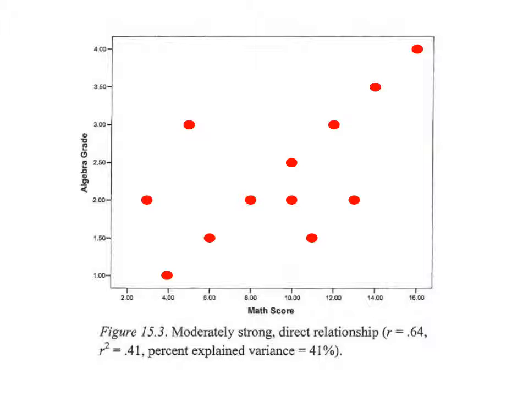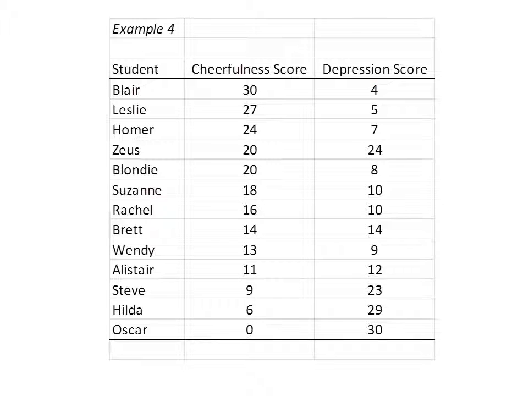So we have an R of 0.64, which gives an R squared of 0.41, which gives us a 41% explained variance. So in everyday terms, example 3 indicates that the math test is 41% better than 0 in the ability to predict algebra grades. Also, that means that 59% of the variance in algebra grade is totally unpredicted by the math scores.